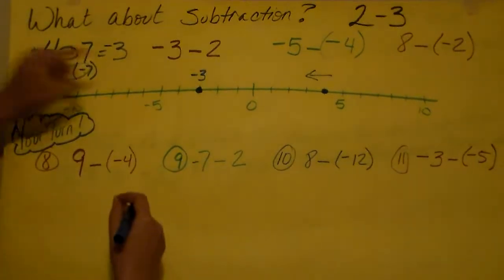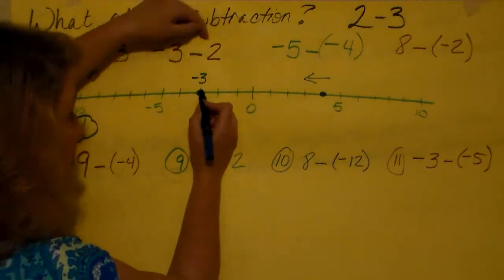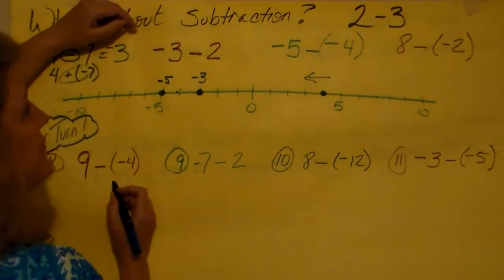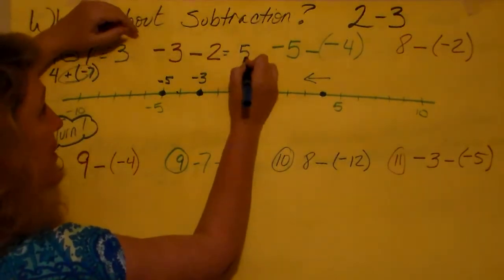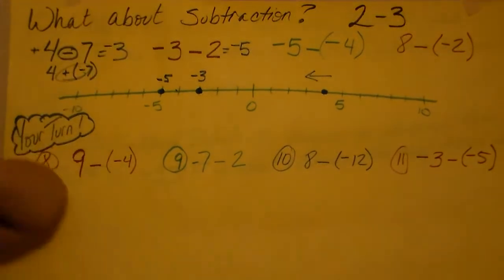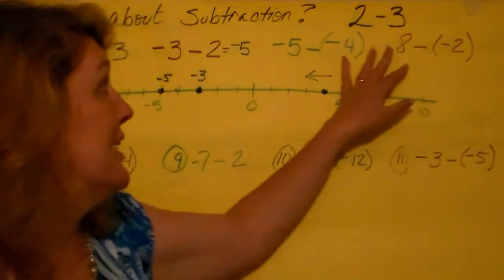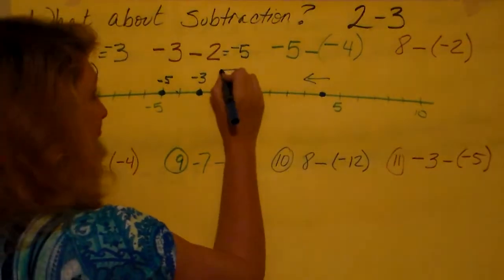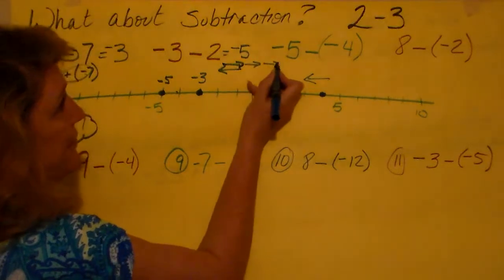Let's do another one. I'm going to start at negative 3, and I'm going to go negative 2. 1, 2, and I'm going to end up with negative 5. Just like here, the signs are the same, so I add them together, and the biggest one wins. It doesn't get weird with subtracting until you get to subtracting a negative, because subtracting a negative makes you go in a positive direction.